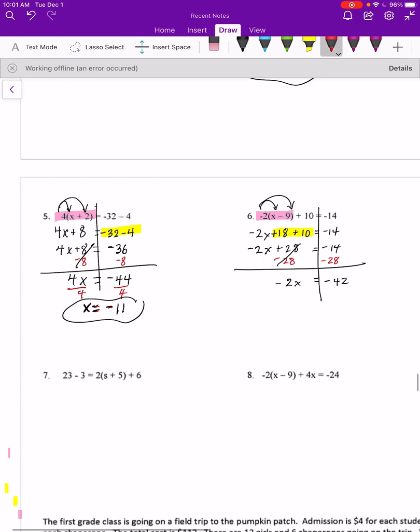And of course you can use your calculator if you need to. Divide by negative 2, divide by negative 2. So that would be x equals negative 42 divided by negative 2 is 21. Aren't those fun? I think they're just a load of fun. Just fun, fun, fun. All right, so there we have it.